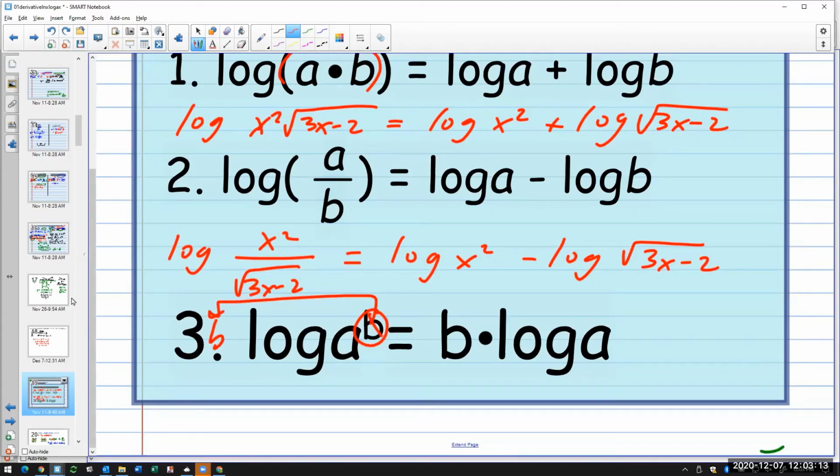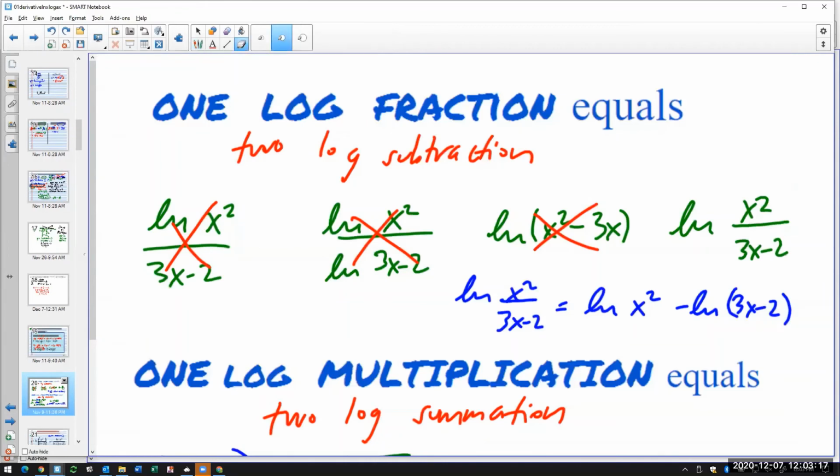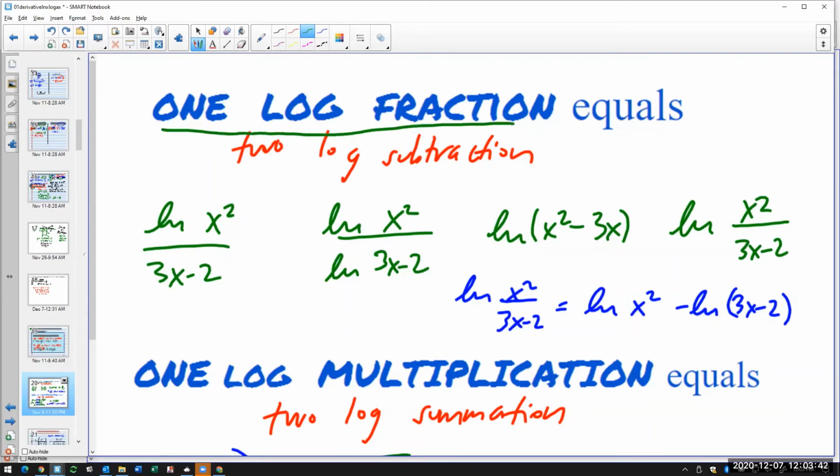Now I need to explain to you guys, if you look in your notes, I have some things that I've crossed out. I want you guys to understand that even though it rhymes, it may not be right. Okay, so you have some blanks on the top. It looks like a line, but it's not a line, it's blanks. Can you put 1 log fraction equals 2 log subtraction in your blanks? They're blanks in your notes. So write 1 log fraction in one blank and 2 log subtraction in another blank.